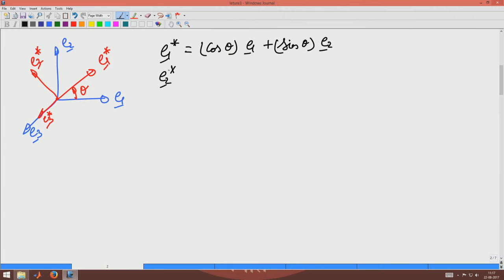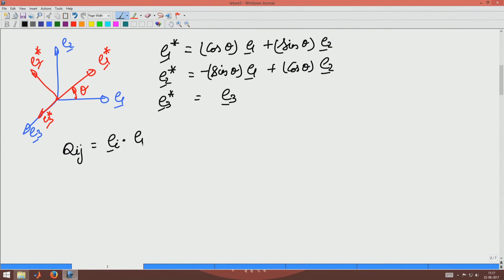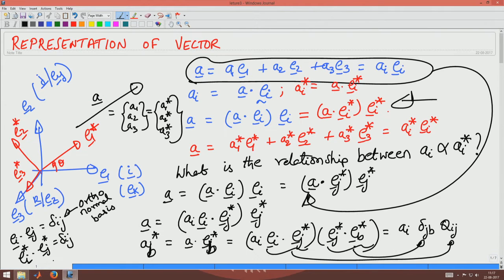Similarly, E2 star would be minus sin theta E1 plus cos theta E2, and E3 star will be the same as E3. Okay. Now, let us find this matrix Q_ij, which was E_i dotted with E_j star. Going back to the equation, you can see that Q_ij is E_i dot E_j star, right. So, you want to write what this matrix Q_ij is.